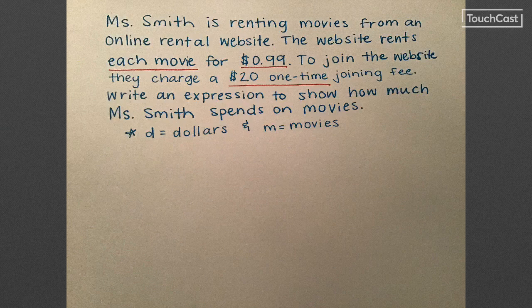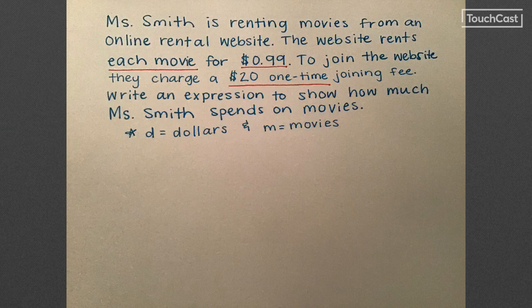Then there is a $20 one-time joining fee. Now $20 is independent of the 99 cents. $20 is always going to be what you have to pay in order to join the website. Doesn't matter how many movies you rent. If you want to join that website, you have to pay $20 to start.